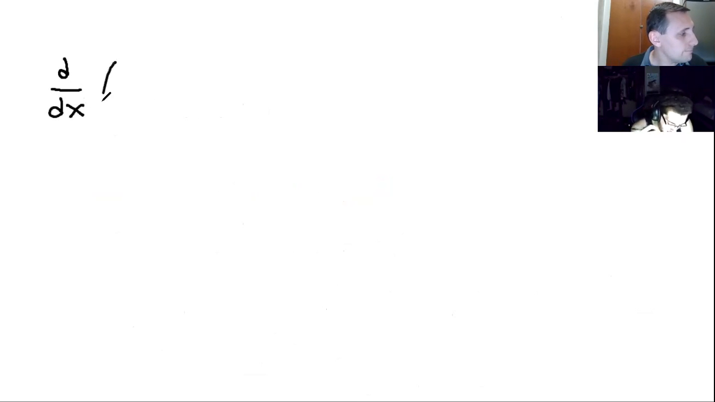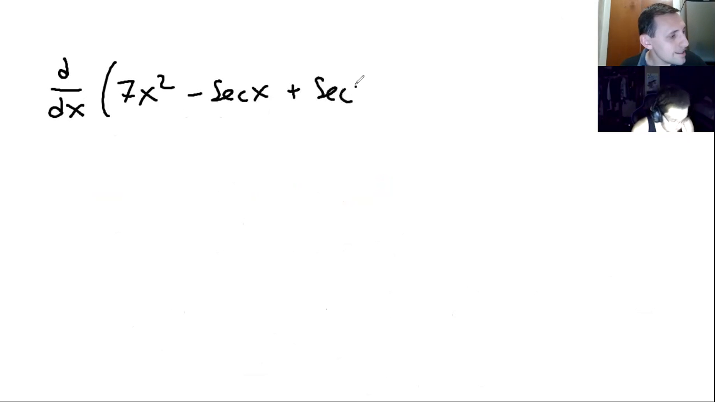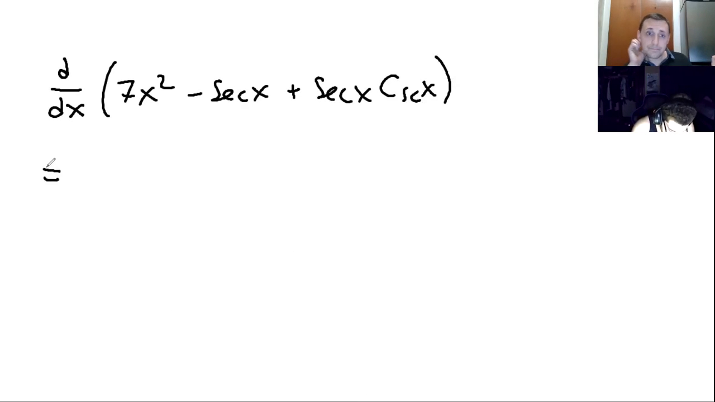Now, let's see what other question do we have here. The other question is 7x squared minus secant x plus secant x cosecant x, yes? So how do we take derivative of that? What's the derivative of that? That's simple. It is 14x.